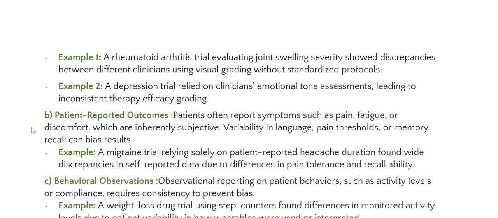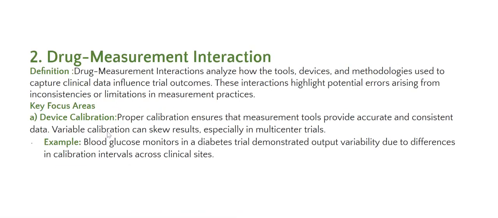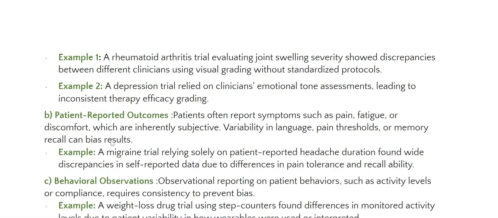We have another key focus area, which is patient-reported outcomes. Patients often report symptoms such as pain, fatigue, or discomfort, which are inherently subjective. Variability in language, pain thresholds, or memory recall can bias results. For example, a migraine trial relying solely on patient-reported headache duration found wide discrepancies in self-reported data due to differences in pain tolerance and recall ability.